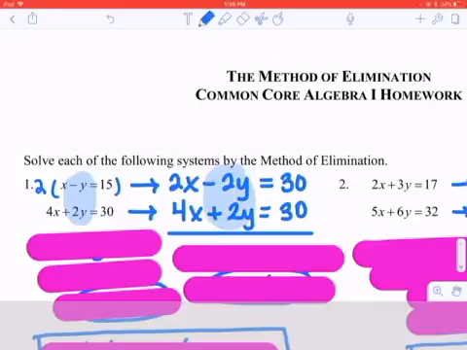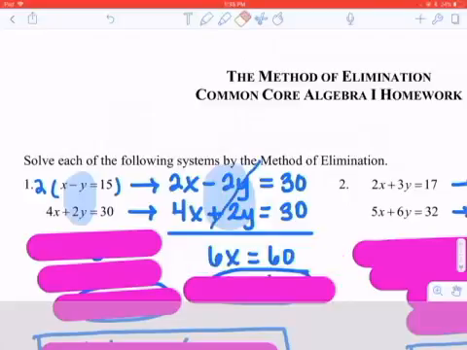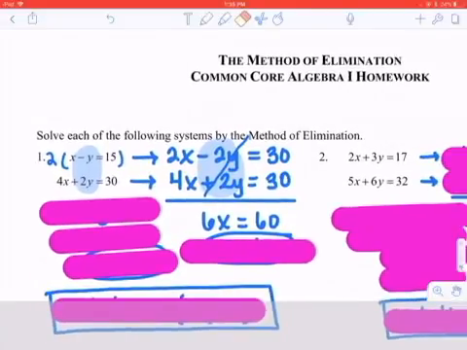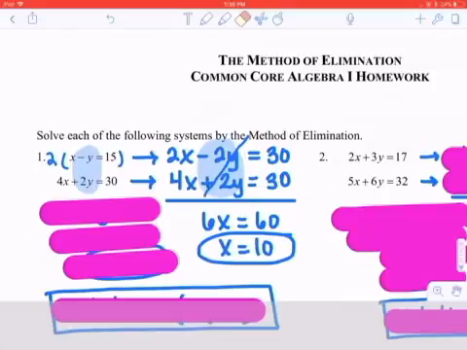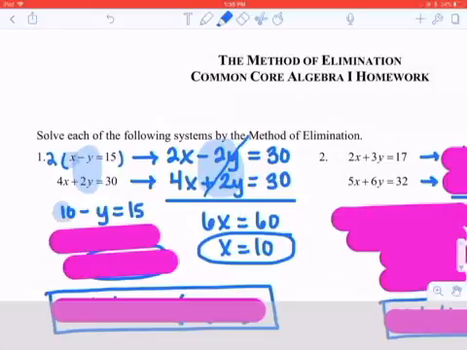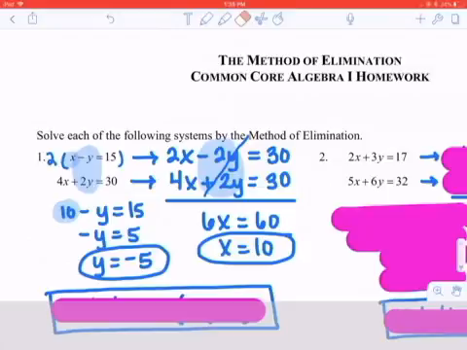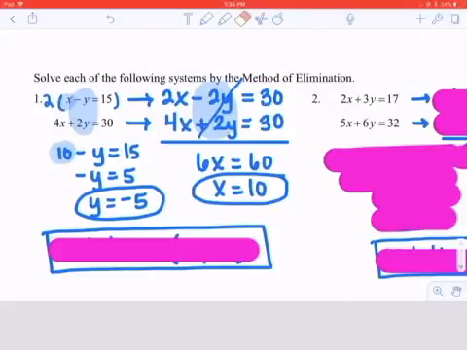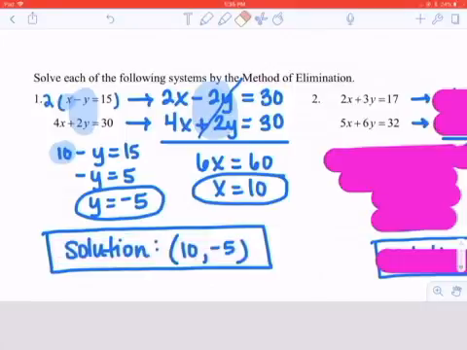So when we add these two equations together, this will give you 0y, which equals 0, and you get 6x equals 60. Divide by 6 on both sides, we get an x value of 10. Then we want to take that x value and substitute it into one of your equations. I'm going with the first one. 10 minus y equals 15, solve for y. Subtract 10, we get negative y equals 5. Then divide each side by negative 1 to get y equals negative 5. And then you want to make sure you write your solution as a coordinate pair, x comma y, 10 comma negative 5.